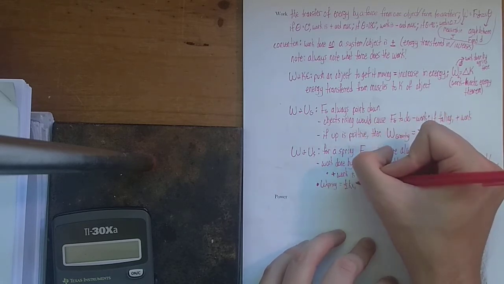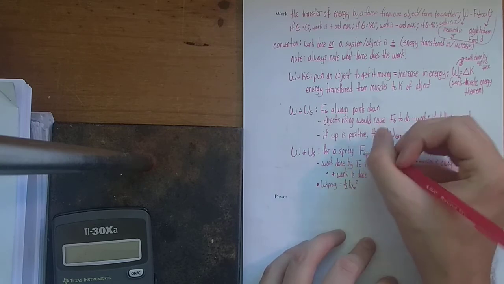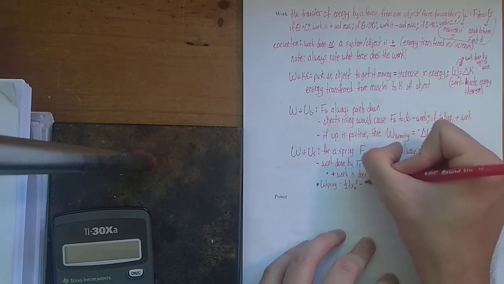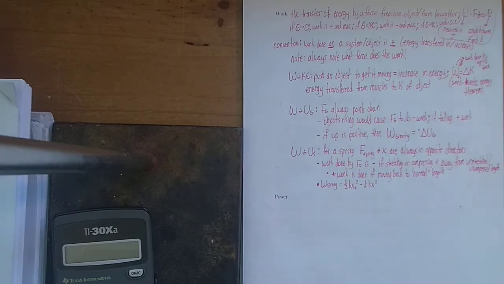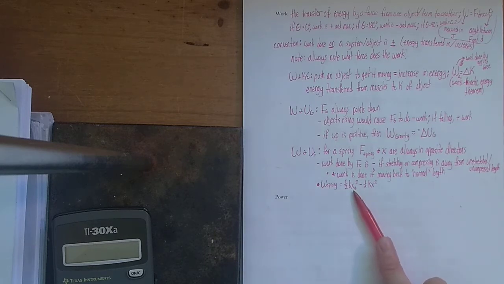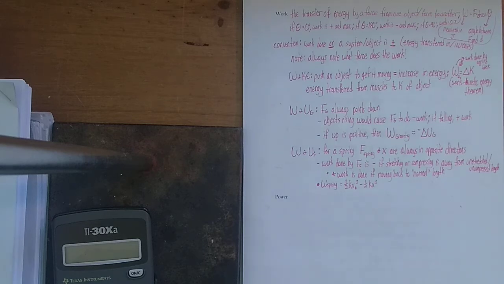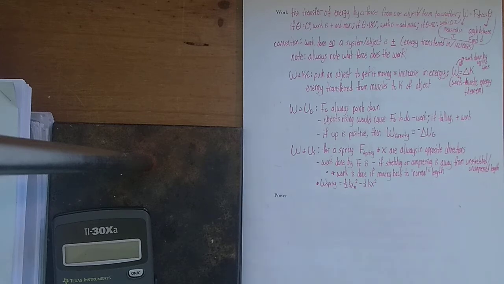k x naught squared minus 1/2 k x squared. In other words, if x, the amount of stretching or compressing, decreases, then the spring is doing positive work. If the amount of stretching or compressing increases, then the spring itself does negative work.